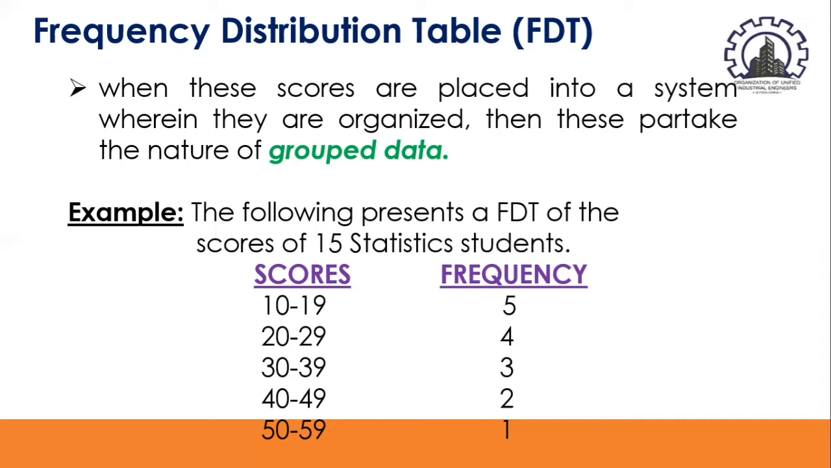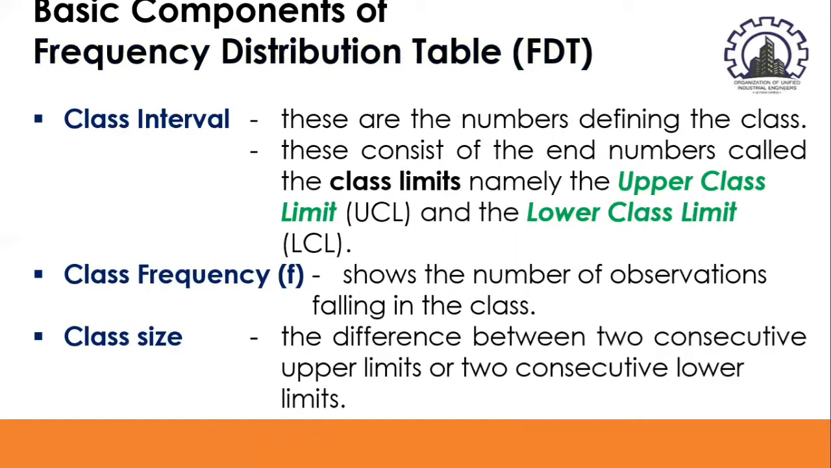And there are 4 students who got a score of 20 to 29, 3 students for 30 to 39, 2 students for 40 to 49, and only 1 student who got a score of 50 to 59. Now, the following are the basic components of a frequency distribution table. It is of paramount importance that we understand these basic components because this will help guide us in the construction of a frequency distribution table.